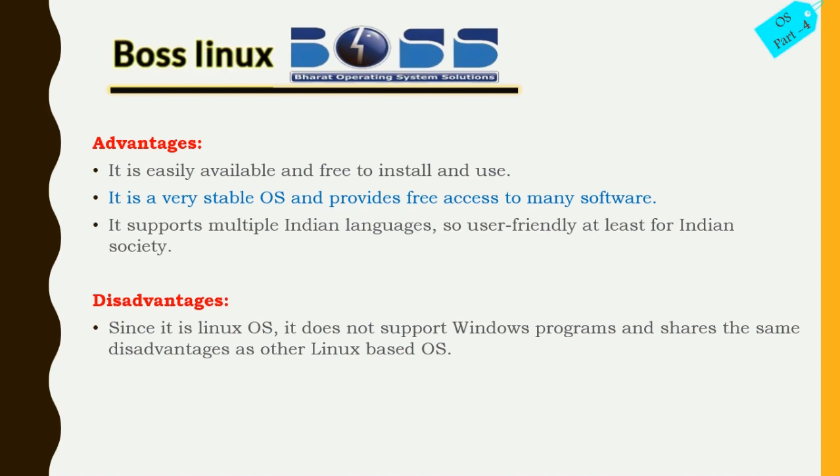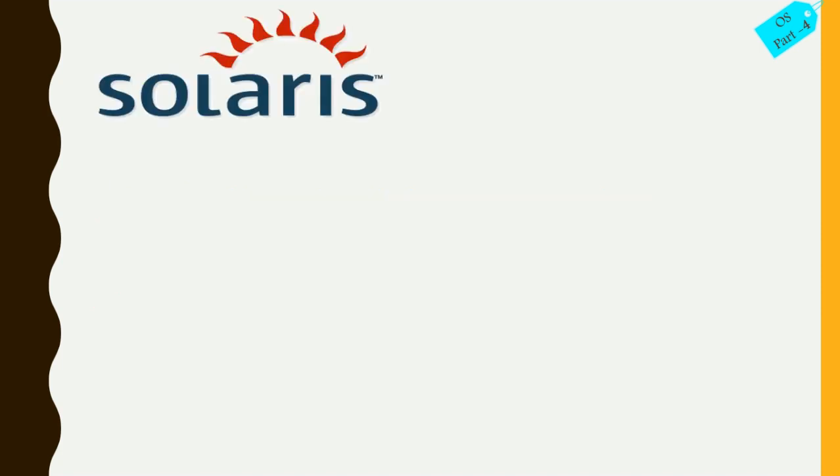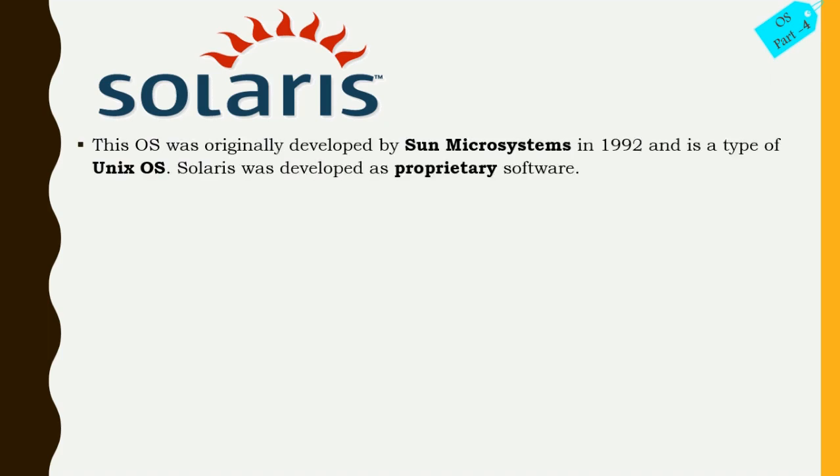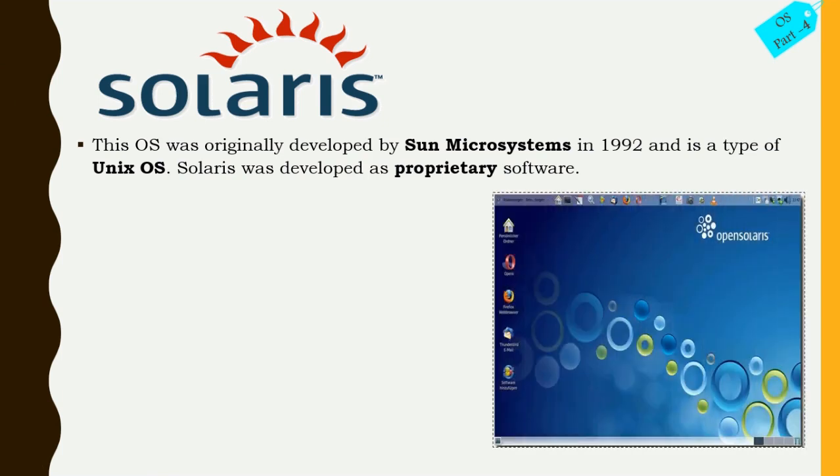Now we'll discuss the next operating system, that is Solaris. This operating system was originally developed by Sun Microsystems in 1992 and is a type of Unix operating system. Solaris was developed as proprietary software, that means it is not free software. You can see this interface of Solaris operating system.